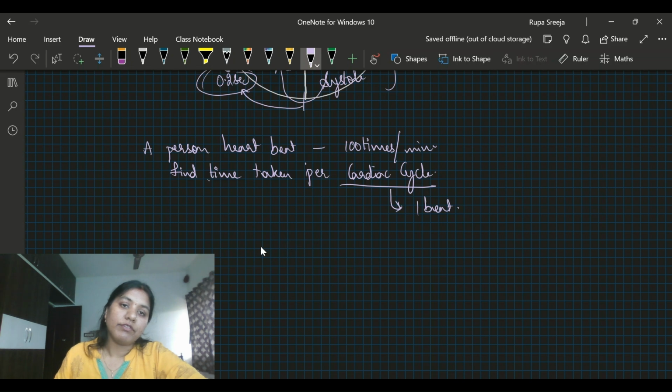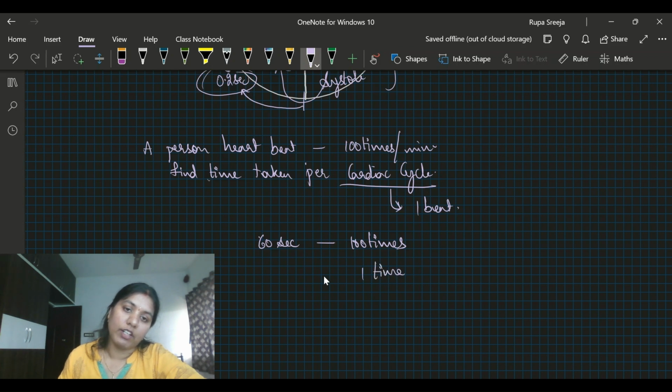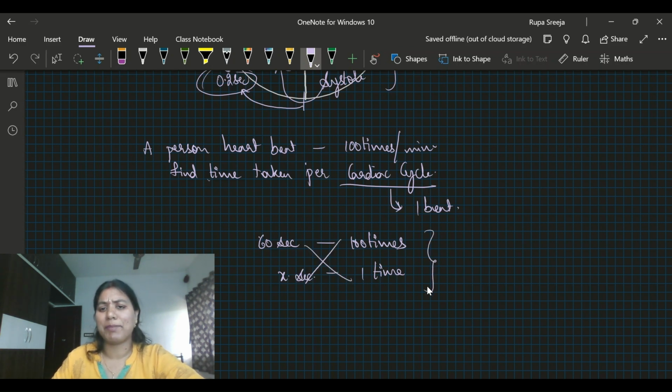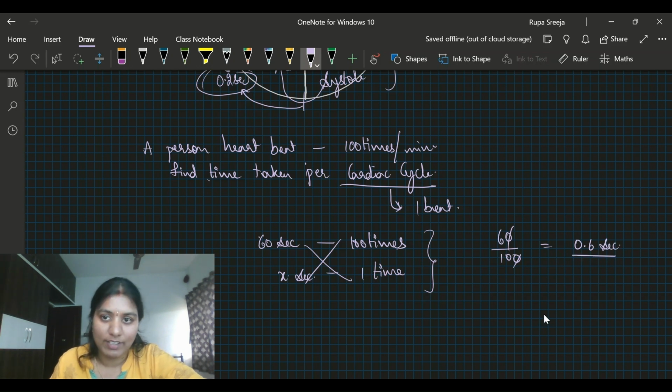Per minute, which means 60 seconds, the heart is beating 100 times. For one time, how many seconds? X seconds. Cross multiply. This is a quite easy problem. So it is 60 by 100. What will we be getting? 0.6 seconds. It is taking 0.6 seconds.